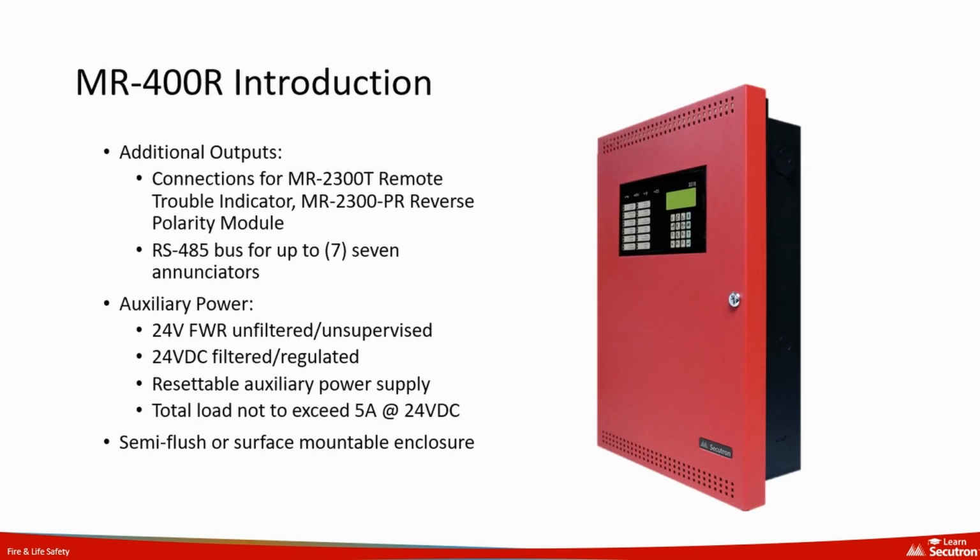The MR-400R panel provides additional output options, including connections for the MR-2300T remote trouble indicator and MR-2300PR reverse polarity module. It also features an RS-485 bus for up to 7 annunciators, expanding communication and control capabilities across the system. Auxiliary power options include both 24-volt DC unfiltered, unsupervised, and 24-volt DC filtered, regulated power supplies with a resettable auxiliary power supply function. The total load capacity for auxiliary power is rated up to 5 amps at 24 volts DC. The MR-400R enclosure can be mounted semi-flush or surface.